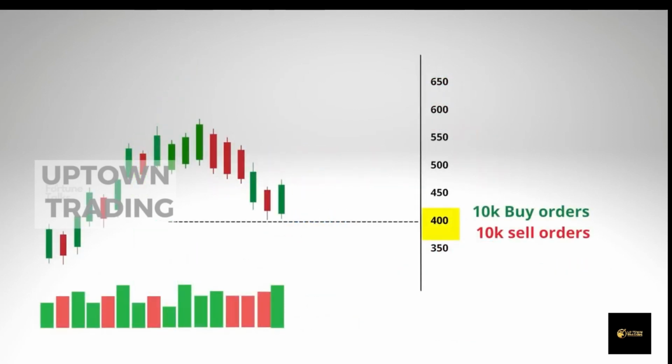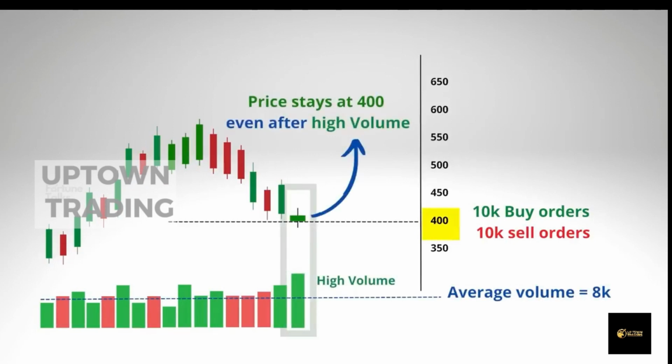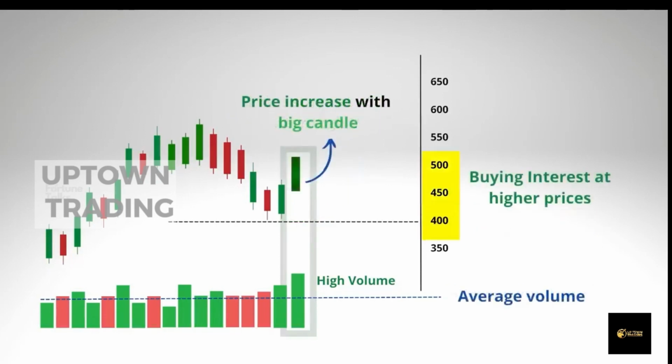For example, let's say there are 10,000 buy orders and 10,000 sell orders, all at rupees 400 of a stock. And let us say that the average volume of the stock is 8,000 for the last 10 days. Even though the 10,000 shares were exchanged, resulting in a higher than average volume for the particular day, the price will not move up. The simple reason being, all the orders are placed at the same price, that is rupees 400. On the other hand, if the price were to move up with the increase in volume, then there should have been more buy orders at higher prices.